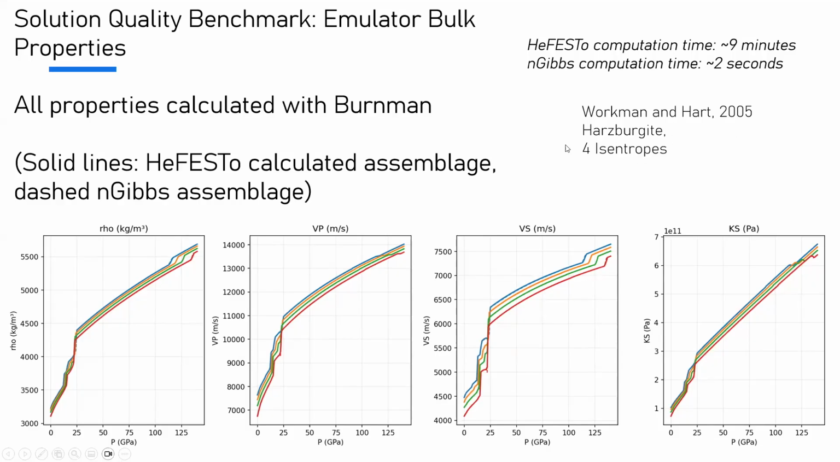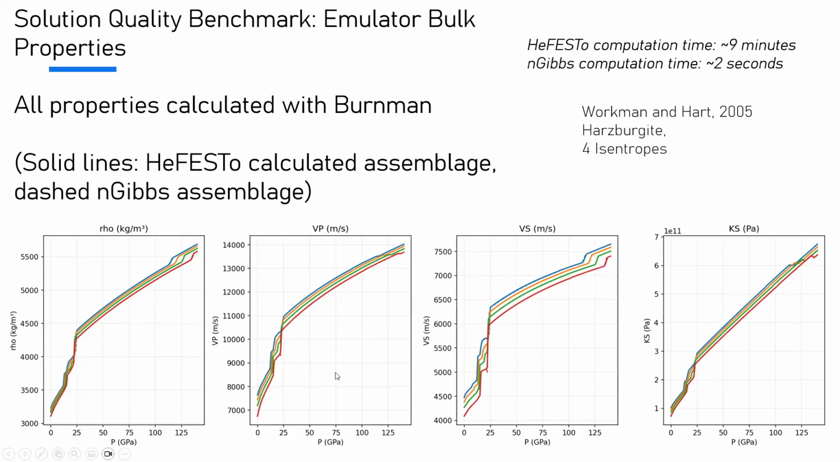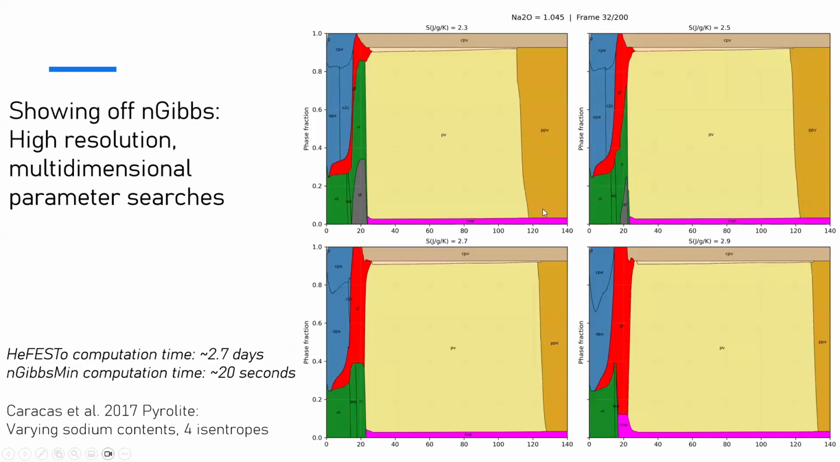This is, by the way, for Workman and Hart harzburgite. So we can kind of just see some dotted lines here in the S waves, maybe a little bit here in the densities. But we're getting all the complex behavior that we would expect from HeFESTO also out of the emulator. It's doing a pretty good job here. So the calculations for these four isentropes would take 9 minutes on HeFESTO and 2 seconds on nGibbs.